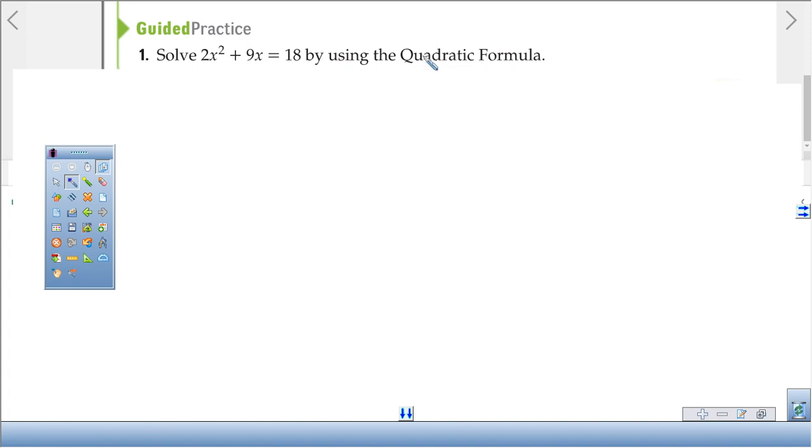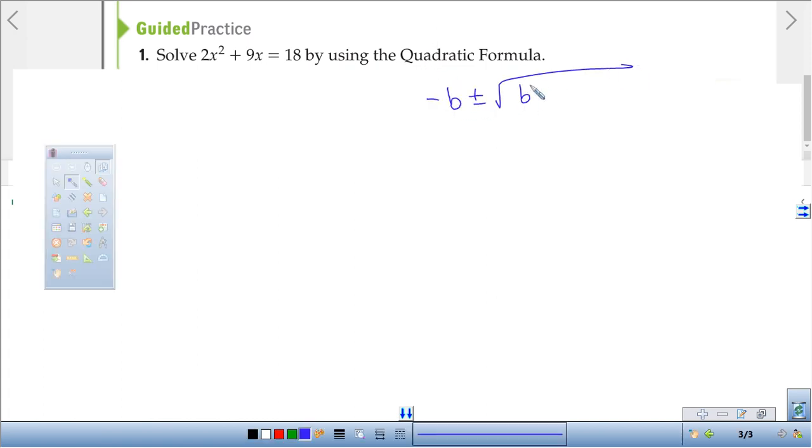So we're going to solve this one by using the quadratic formula. Remember, the formula is negative b plus or minus the square root of b squared minus 4ac all over 2a.